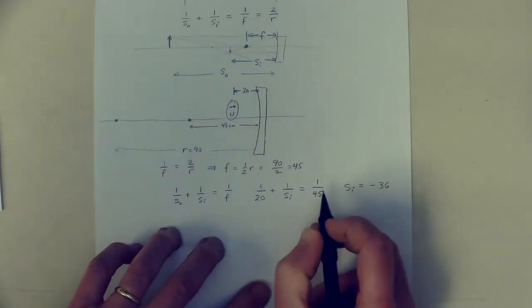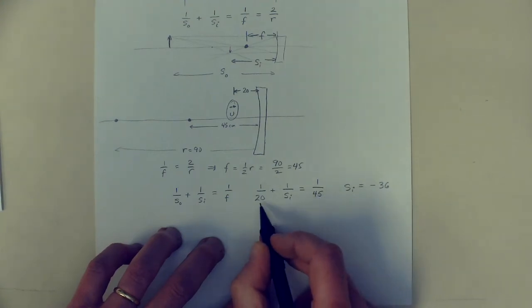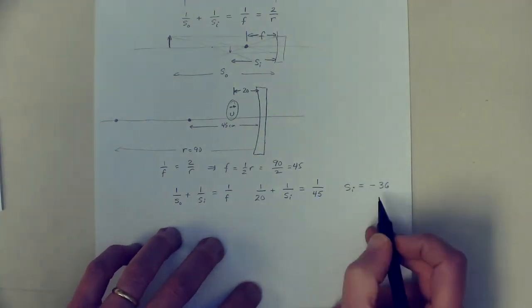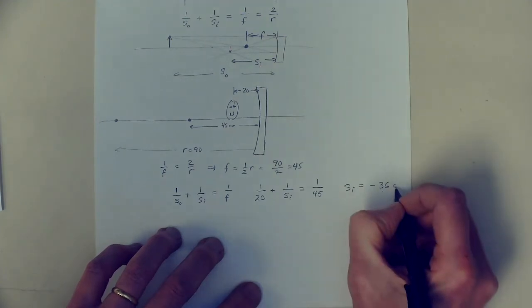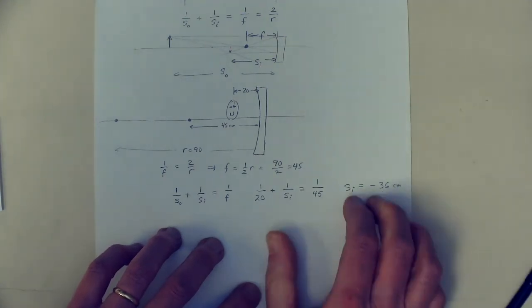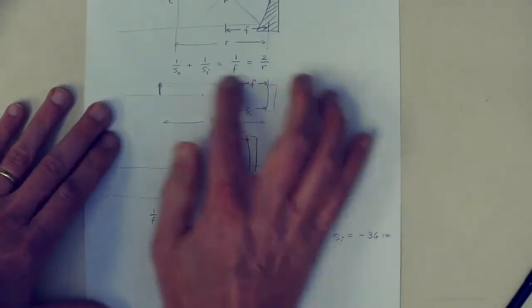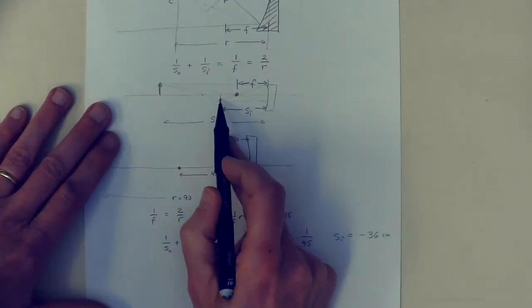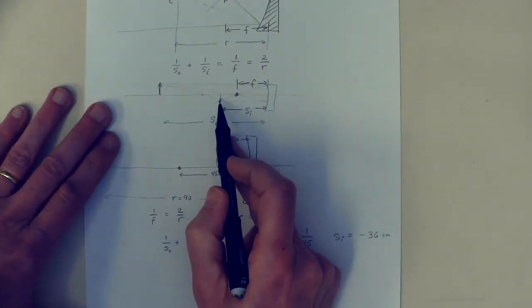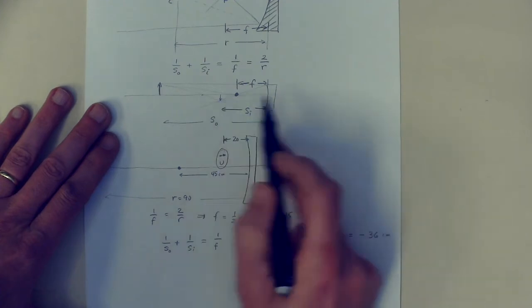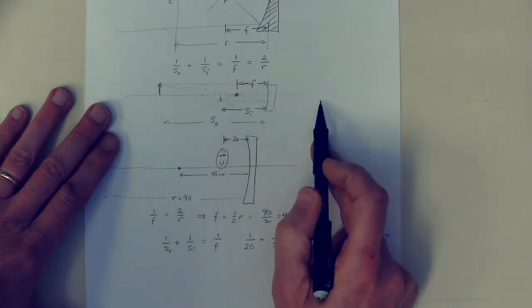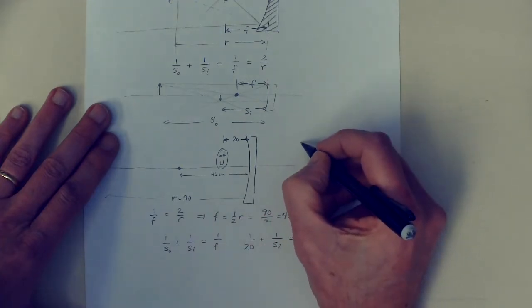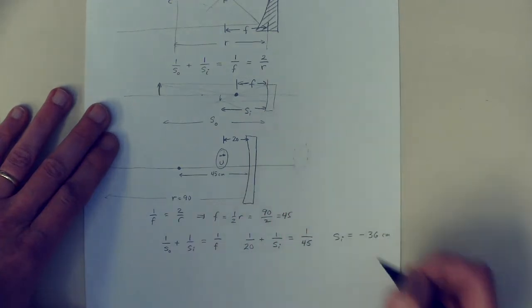Go ahead and work the example. You'll take 1/45 minus 1/20. That gives you a negative number, and then you have to invert it. So you're going to get minus 36 centimeters. What on earth does that mean? Well, remember, this picture is where everything is positive. So that's where an image forms on this side of the mirror. And so in this case, the image apparently forms behind the mirror at 36 centimeters. So if that's 20, we've got an image back here somewhere.